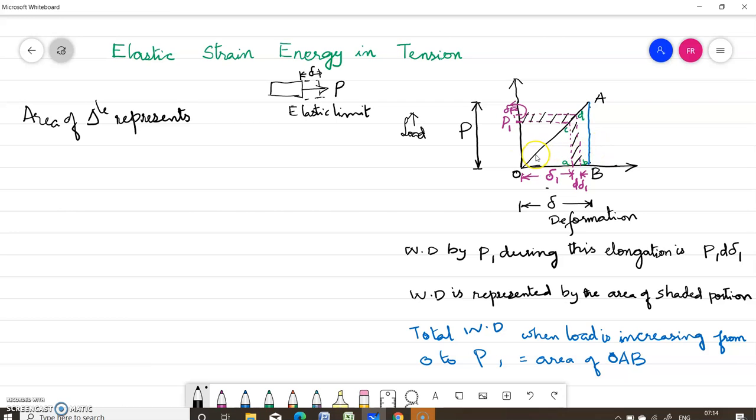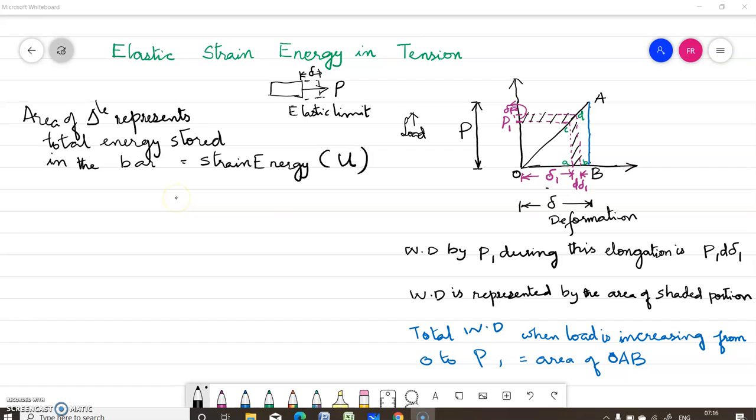This represents the total energy stored in the bar, and we represent it as capital U. The area of the triangle represents the total energy stored, and it is represented by the letter capital U. This is known as strain energy.